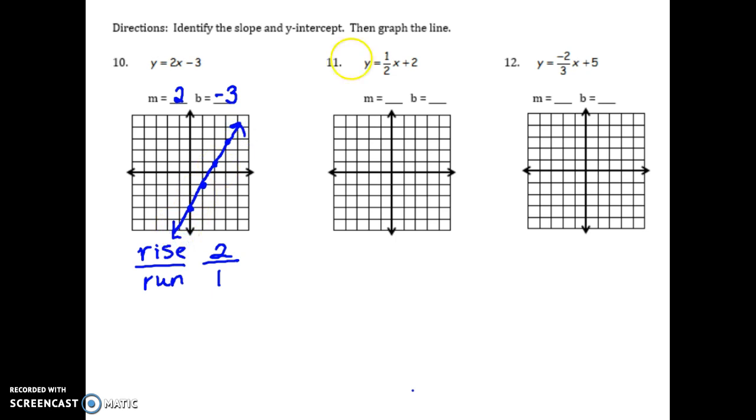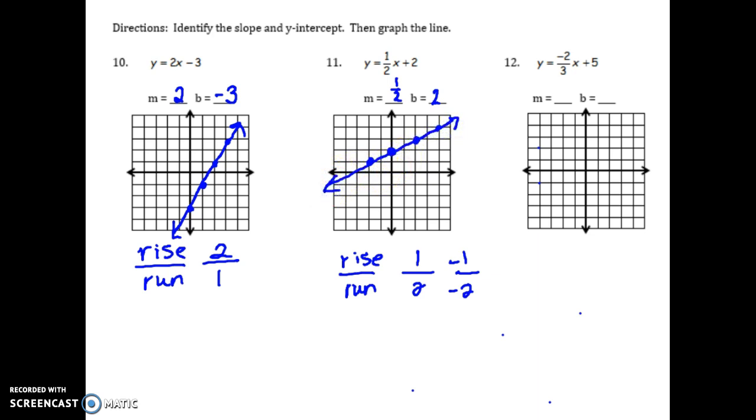All right, if I looked at number 11, my slope is 1/2. My y-intercept is 2. So my y-intercept of 2 would be right here. This is the y-axis. My slope is 1/2, so rise over run would give me 1/2. So I'm going to start here and rise 1 and go to the right 2. Or I can go down 1 and to the left 2. Either way, you're going to get this line.